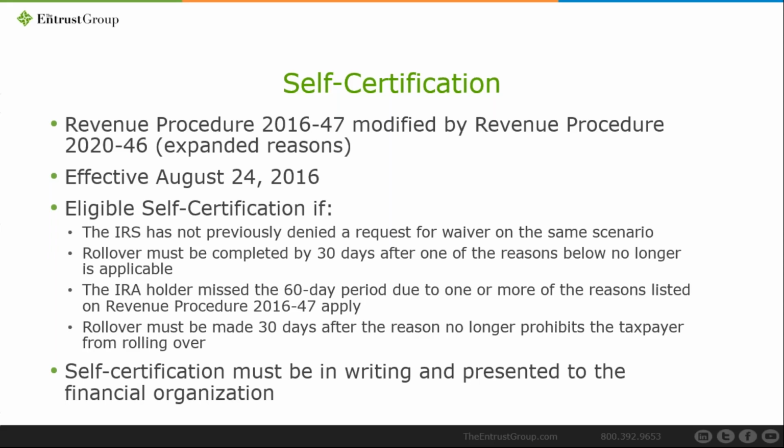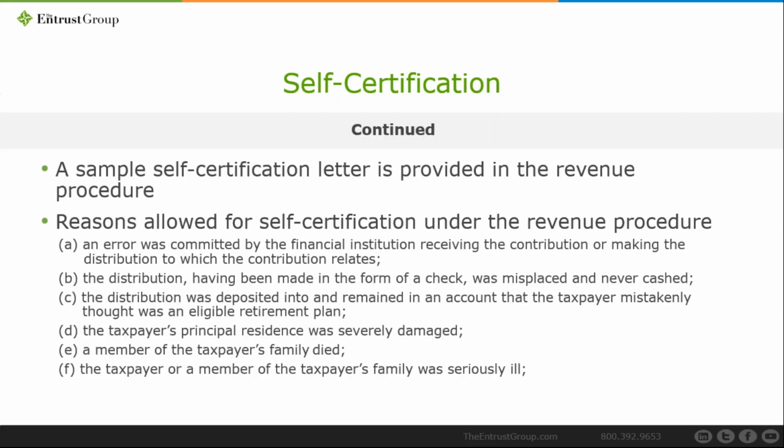self-certification letter and basically accept that rollover. Now, if the individual gets into an audit and the individual is questioned by the Internal Revenue Service, well, then the financial institution is off the hook, and that's between the IRA holder and the IRS. All right. A self-certification sample is a part of that revenue procedure that was issued by the Internal Revenue Service.